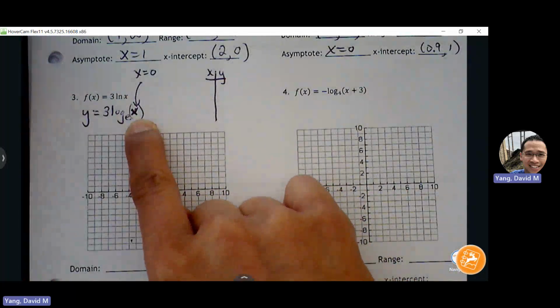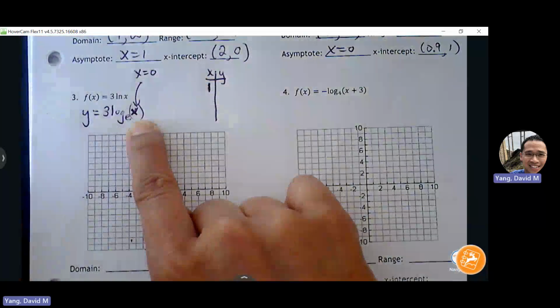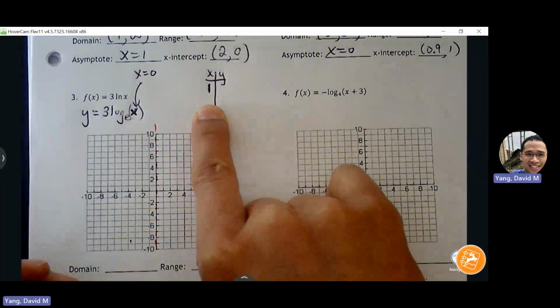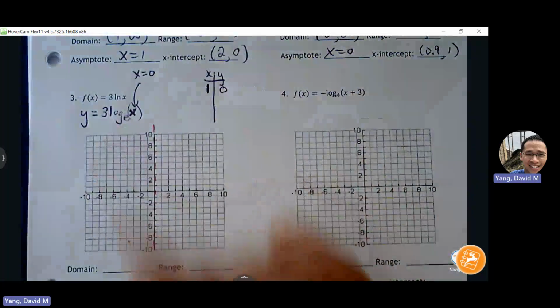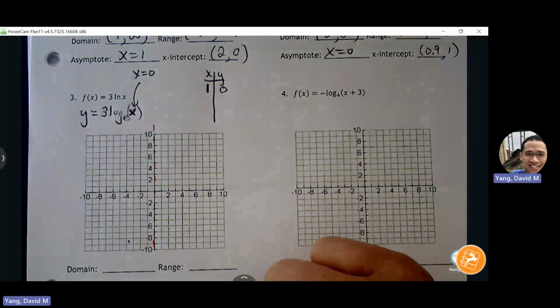Log of, what can I choose here? Log of 1, doesn't matter what the base is, right? It could be natural log, could be log base 2, could be log base 50. Log of 1 is always 0. 0 times 3 is still 0, okay? So I have my y value. You only multiply the y by the 3.